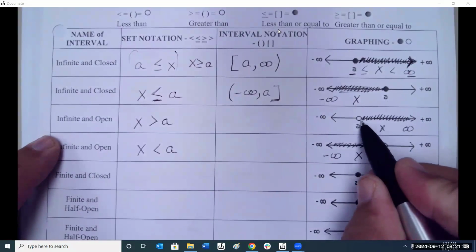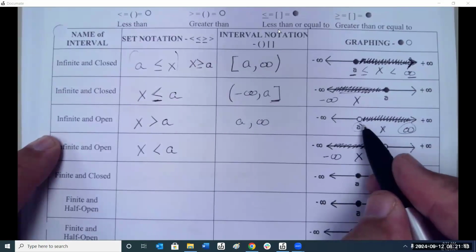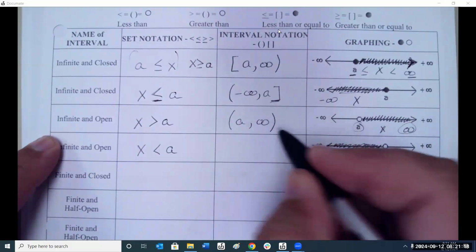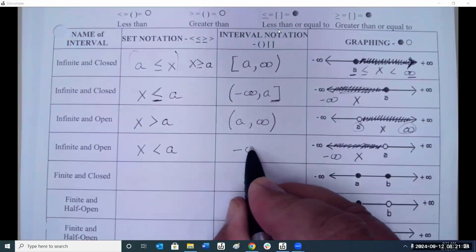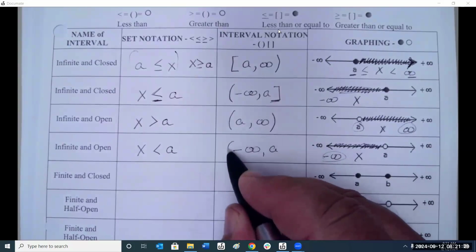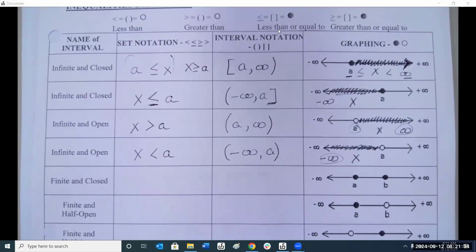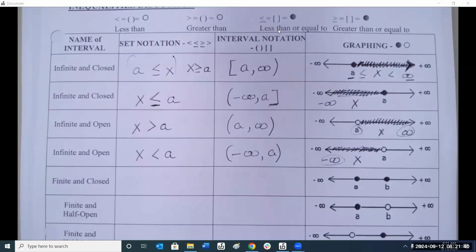The third one, look at the endpoints. It goes from A to infinity. And since A is open, it's a parenthesis. And the last one, the smallest number is negative infinity, and it goes to A, open parenthesis, so it's open. Those are examples of infinite and open or closed. Those are infinite domains, because it starts at a point and goes forever.